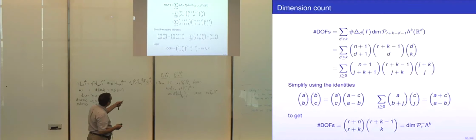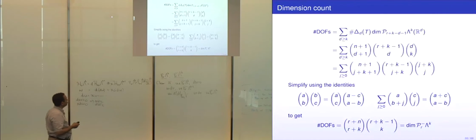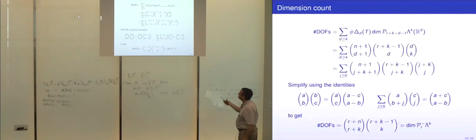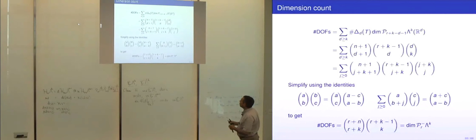We used a weighting function of r plus k minus d minus 1 lambda k on that d-dimensional face. So I have to take the number of such faces times the dimension of that polynomial space. The number of faces is n plus 1 choose d plus 1.